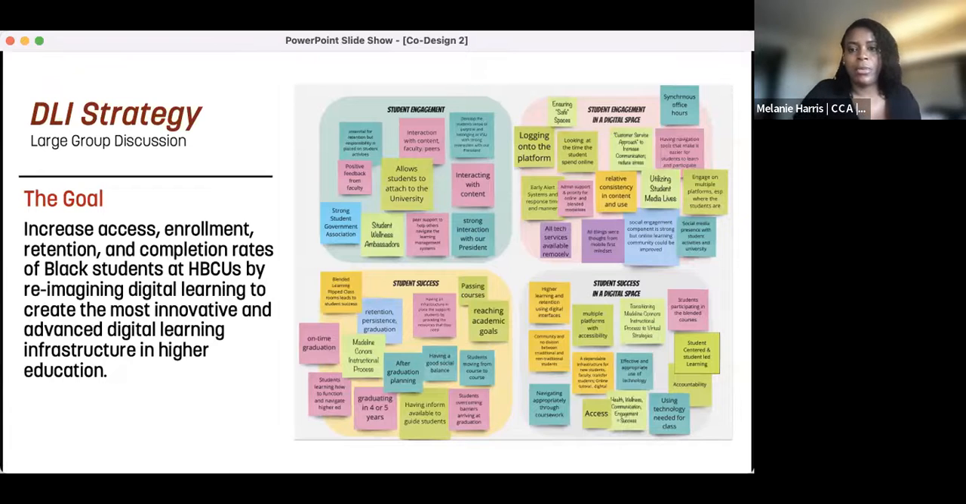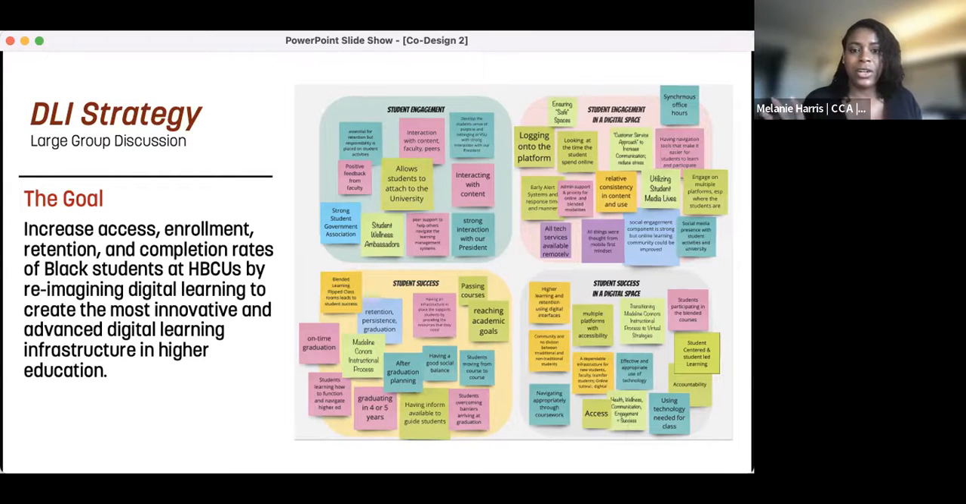So I'm going to keep us rolling. We're going to do another breakout room, 12 minutes this time, random assignment. What we want you to do is, you've heard us mention, if you were king or queen for the day, what would this look like? Think of increasing access, enrollment, retention, and completion rates of Black students at HBCUs by completely reimagining digital learning to be more innovative and more advanced in higher education. What would this look like in an ideal world with unlimited resources, unlimited power? If you could make digital learning at HBCUs perfect, what would that look like?